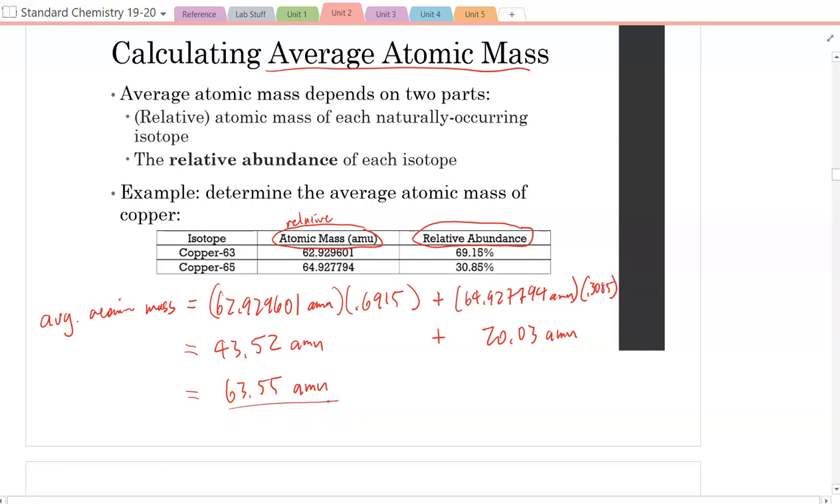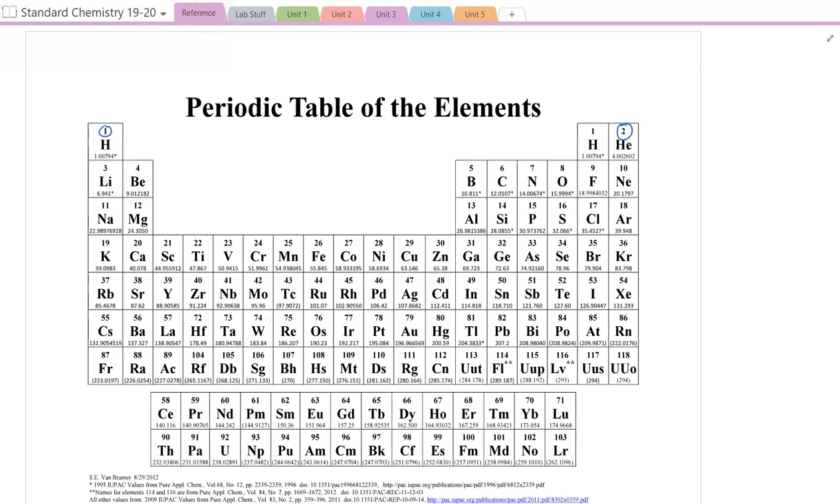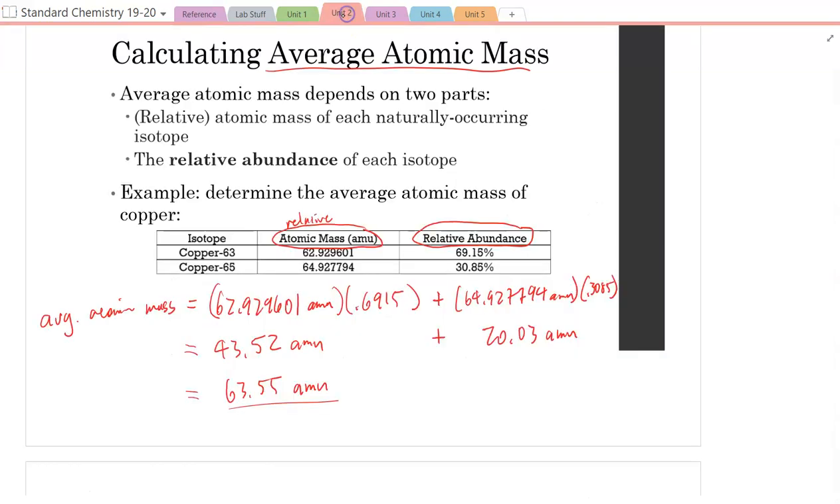Now, how do we know that we're at least on the right track with this? Well, if you scooch over back to a periodic table, let's find copper. If you find copper, which is right here, what do you see? Well, that number on the bottom is 63.546. That's about the ballpark value of what we just calculated, 63.55. So that number, again, is the result of this weighted average calculation. This value is the average atomic mass, which we found by applying the weighted average to the relative atomic mass and the relative abundance.